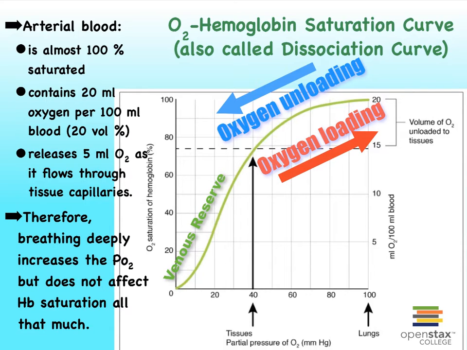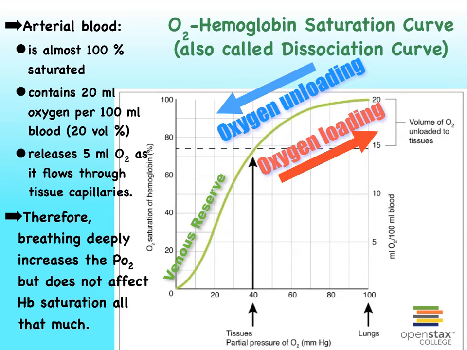Right off the bat, notice that this is not a linear graph. If it were linear, it would be a straight line as such. So this more sigmoid curve implies or reflects the fact that oxygen loading and unloading does not occur at the same pace for each oxygen that binds to a particular hemoglobin molecule. So let's analyze this graph.